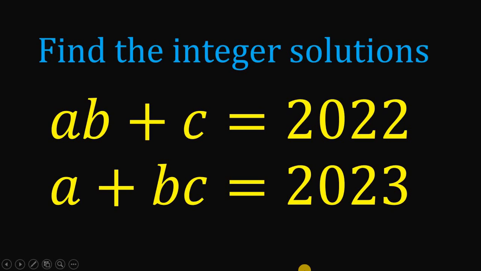Can you solve this math challenge? Here's the question. Find the integer solutions to these equations: AB plus C equals 2022 and A plus BC equals 2023. You can pause this video if you want to give this problem a try.